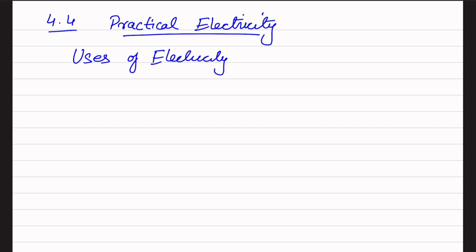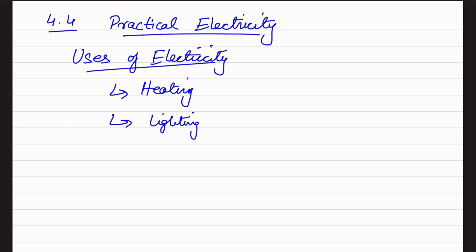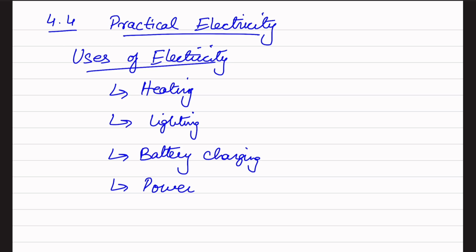So the uses of electricity. We use electricity for heating purposes. We use it for lighting purposes. I'll also give you examples, but for now I'm just giving you a general idea of where we use electricity in our daily life. So it's used in heating, lighting, and for battery charging. We use it in charging our mobile phones and other electronic appliances, and it's also used in powering motors like fans and air conditioners and other types of motors like drill machines and industrial motors.